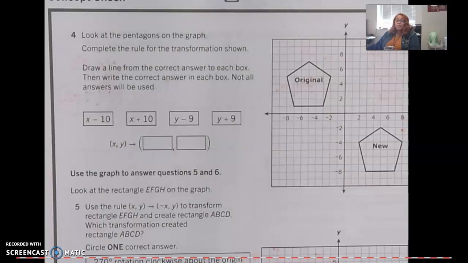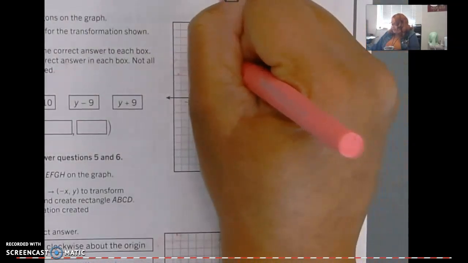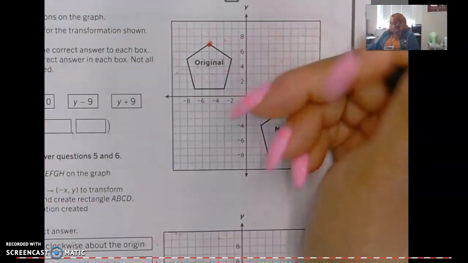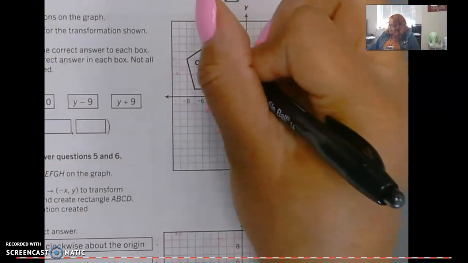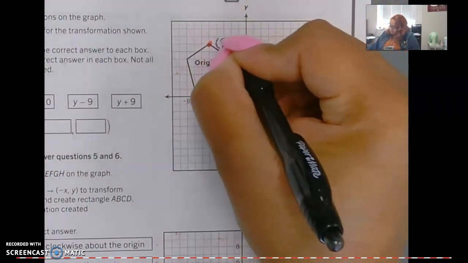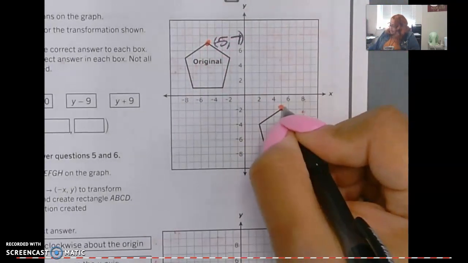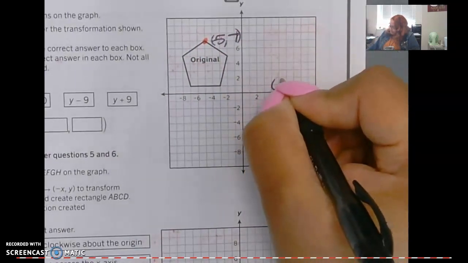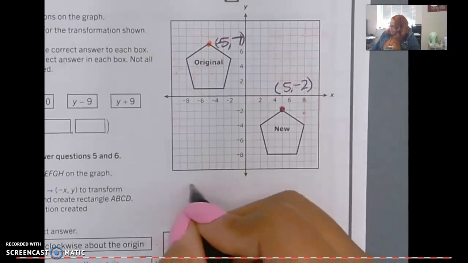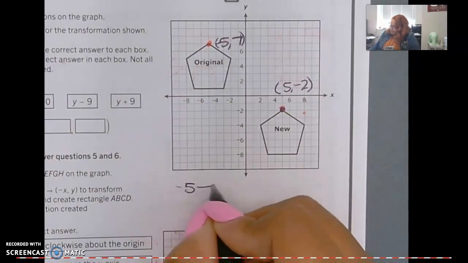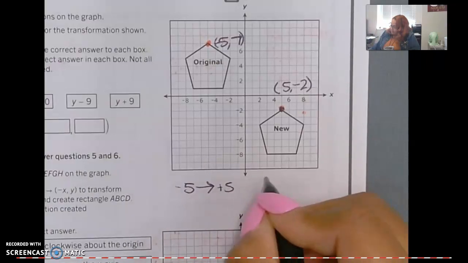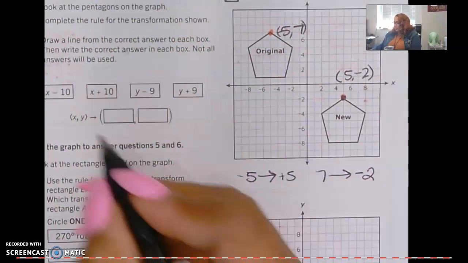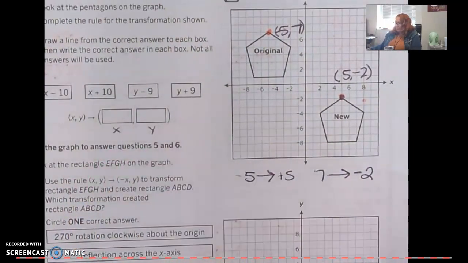Okay, so I need to look at a point on each one. This is my new, this is my original. I probably should be writing in black, sorry y'all. My original point is where I run -5 and I jump 7. -5, 7. And then my new point is where I run +5 and I go down -2. So I need to know, how do I get from -5 to +5 and 7 to -2. Those rules will go here for X and for Y.